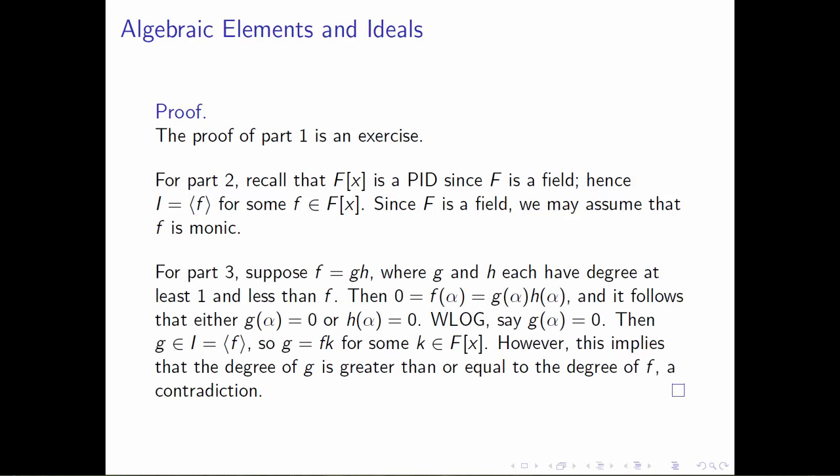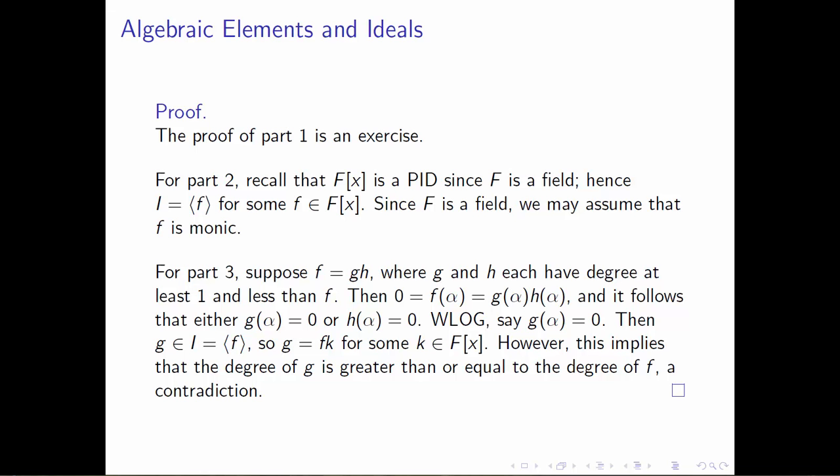For the third part, we wanted to show that when we take I and write it as the ideal generated by f for this polynomial f inside F adjoined x, this polynomial is irreducible. So let's suppose for contradiction that we can write f as g times h, where g and h are both polynomials. They're going to have degree at least 1, but we're going to assume that they have degree less than the degree of f. Now let's take this equation and evaluate it at alpha.